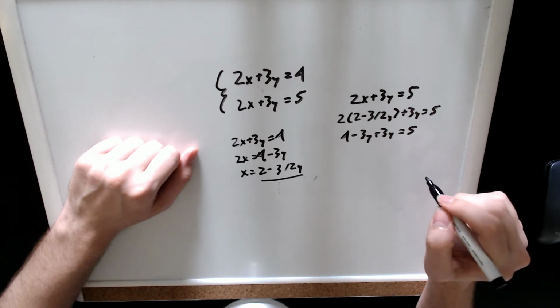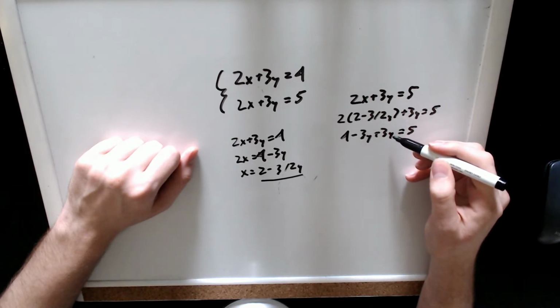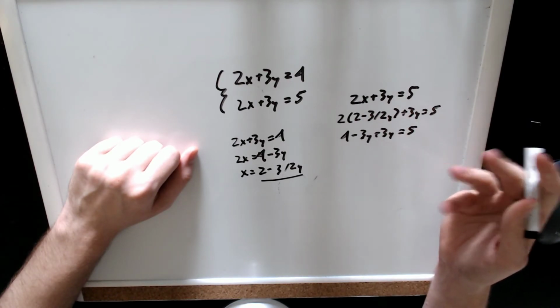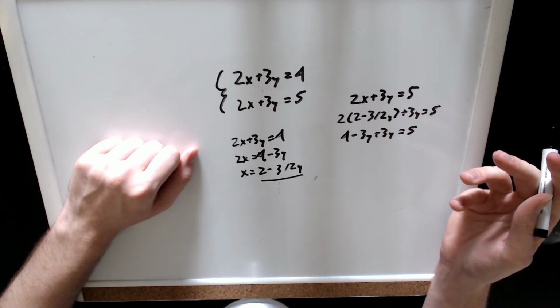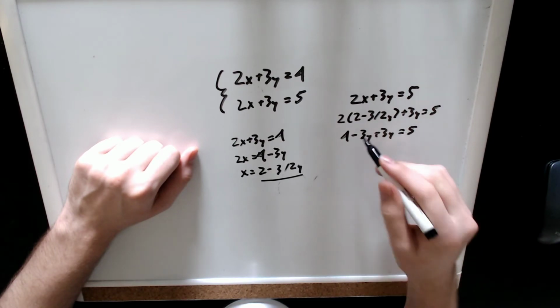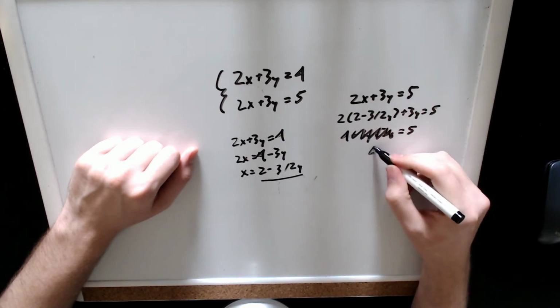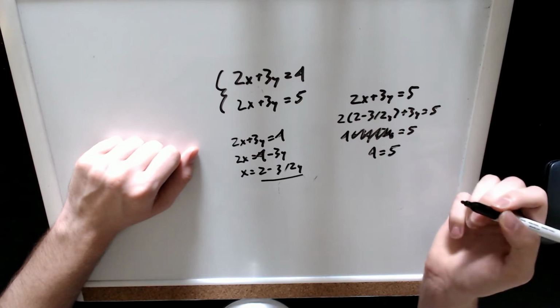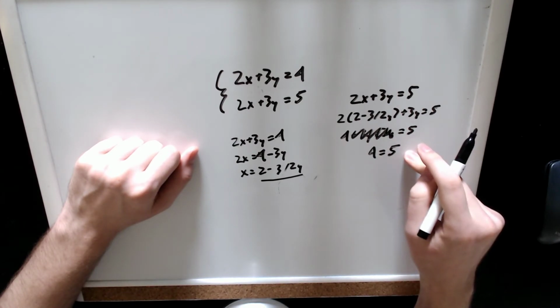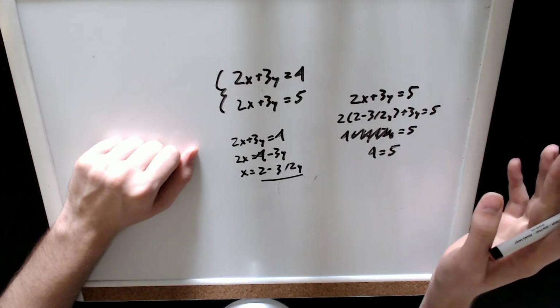Now hold up. We have a negative 3y and a positive 3y. What's any term added to the negative of its term? 0. So this just goes away. And we're left with 4 equals 5. When is 4 going to equal 5? Never. That's not a thing that happens.